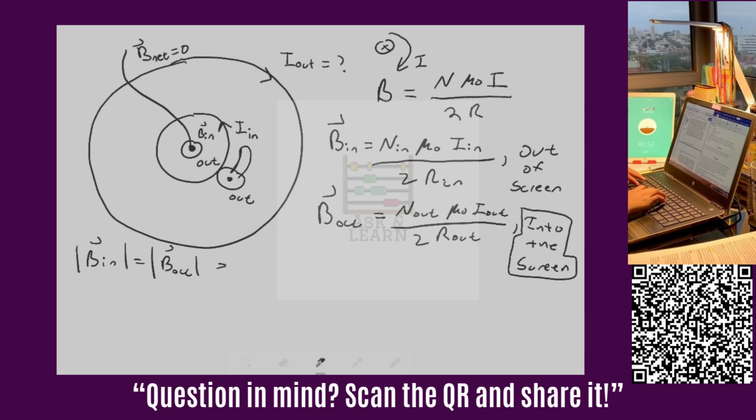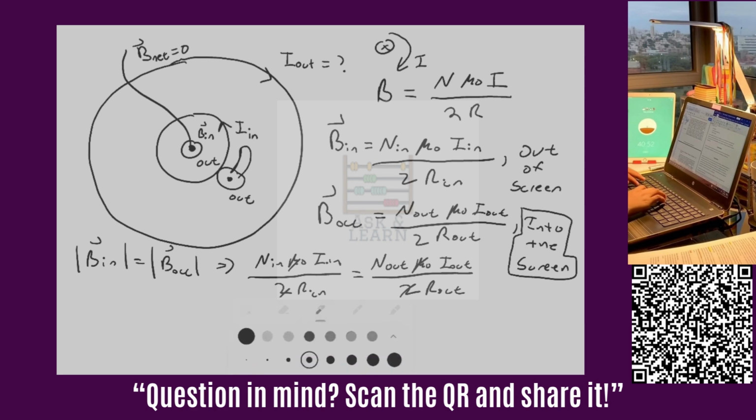Okay, so we have the number of turns in the inner loop times mu naught times the current in the inner loop divided by twice the radius of the inner loop. And that must be equal to the number of turns in the outer loop multiplied by mu naught times the current in the outer loop divided by 2 times the radius of the outer loop. We'll see we have a few things cancel across this equality. Our mu naughts can cancel and our 2's can cancel. And then we can solve for the current that we want to find because we know the dimensions of each of the loops and we know the current in the inner coil.